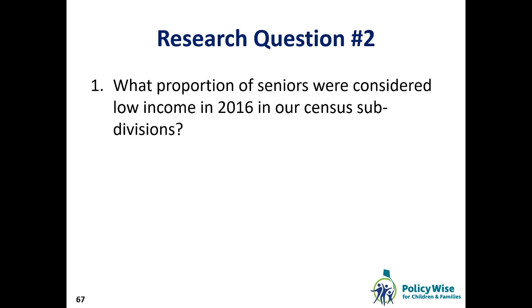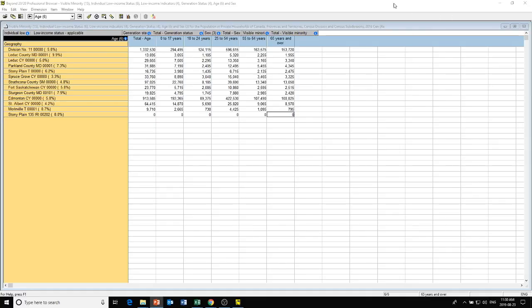All right, now let's move on to research question number two. What proportion of seniors were considered low income in 2016 in our census subdivisions? All right, so I'm going to get out of the PowerPoint presentation now so that we can move back to Beyond 2020. So this is the data that we have, right?